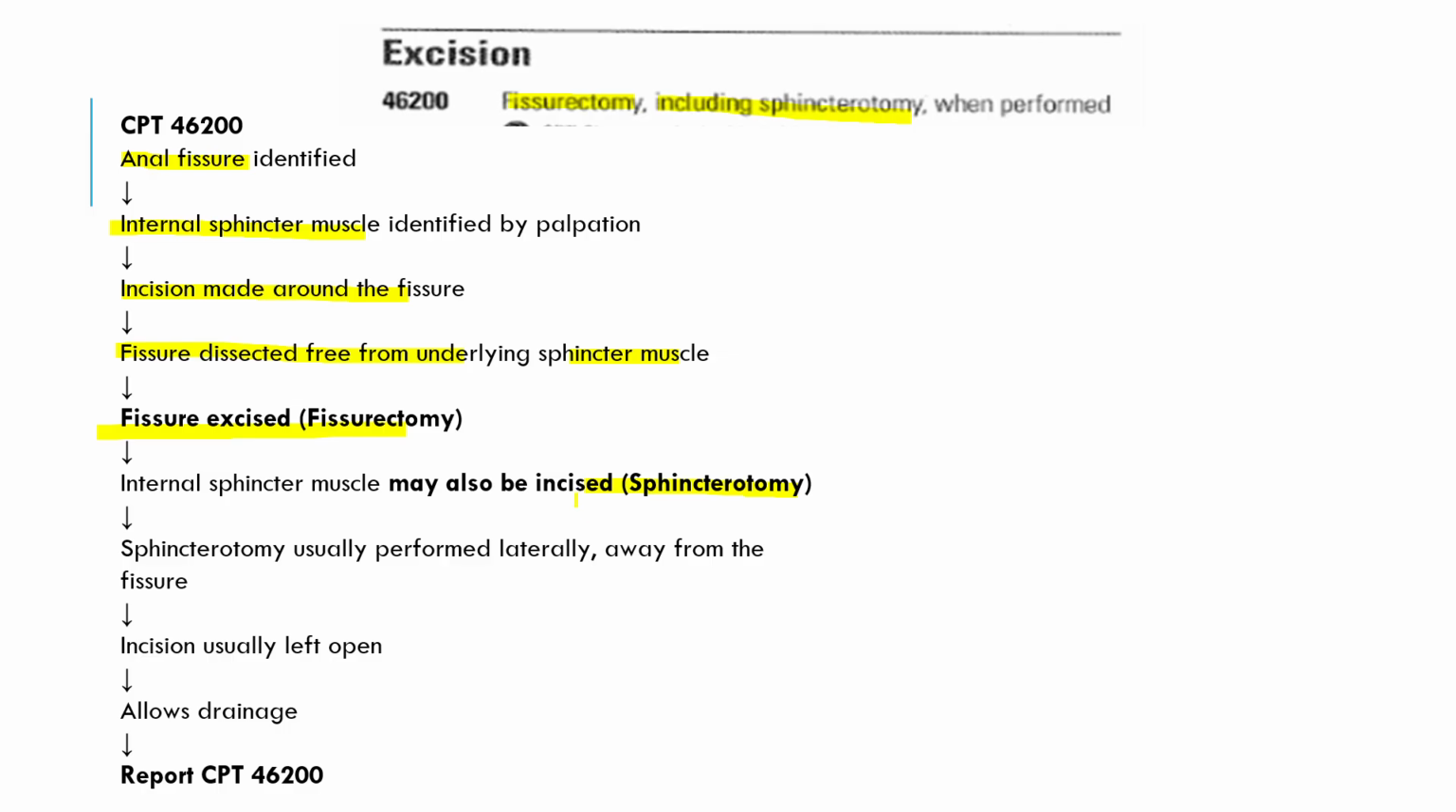Okay, so he will incise the internal sphincter muscle. Sphincterotomy is usually performed laterally, away from the fissure. So he will perform the sphincterotomy sidewise, away from the fissure, and after that incision he will leave it open and allow it to drain. Then you have to report CPT 46200 for fissurectomy. This is the fissurectomy where he is going to remove the anal fissure, that is the anal tear. Along with that he might perform sphincterotomy, that is the incision into the sphincter muscle. Okay, clear?